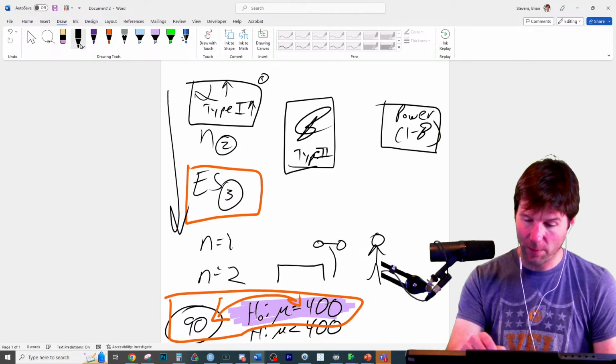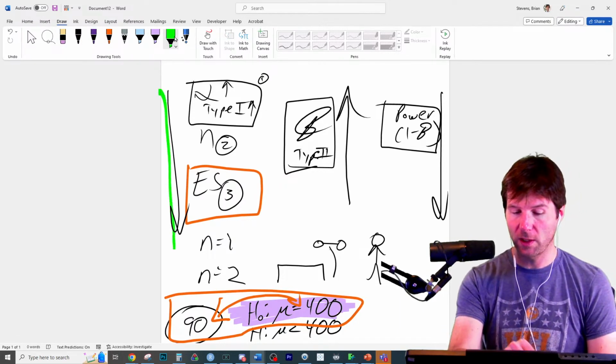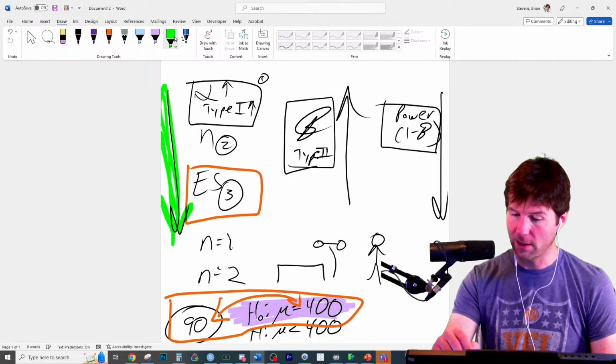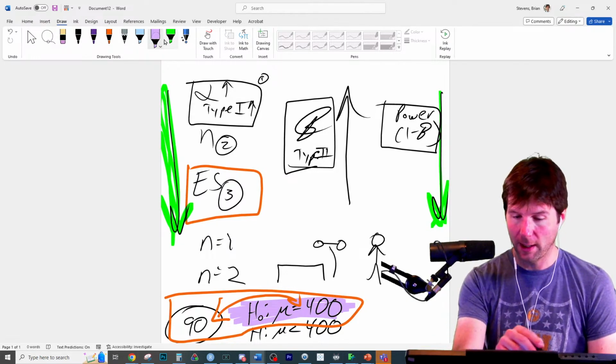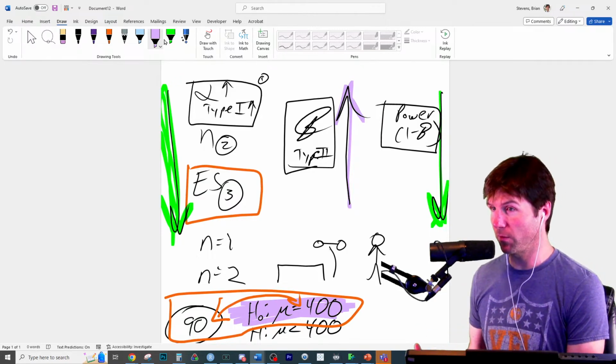So if you decrease sample size, you will increase type 2 error and decrease power. A test with a smaller sample has less power and has more type 2 error. So you'd be more likely to fail to reject the false null.